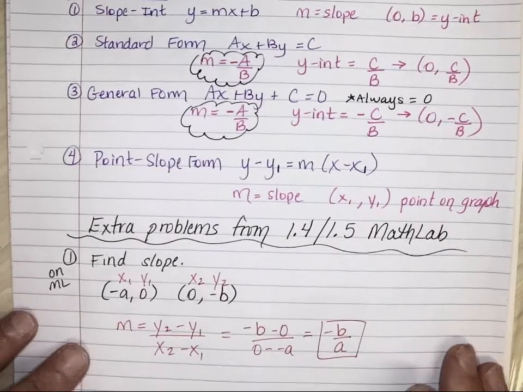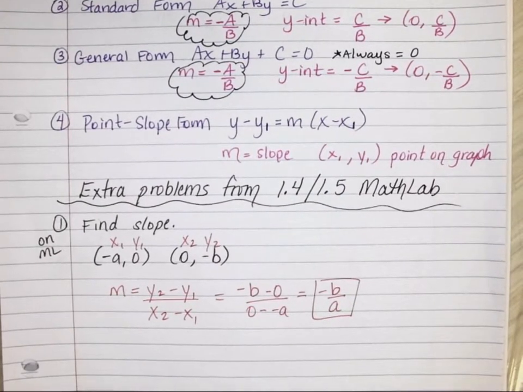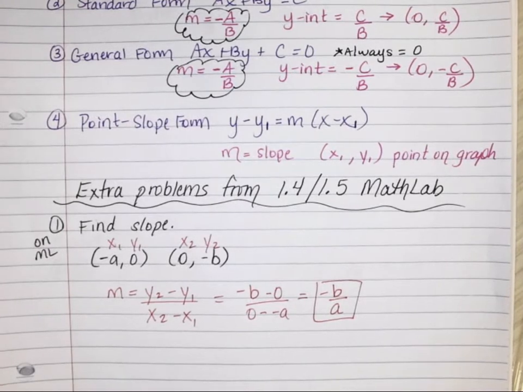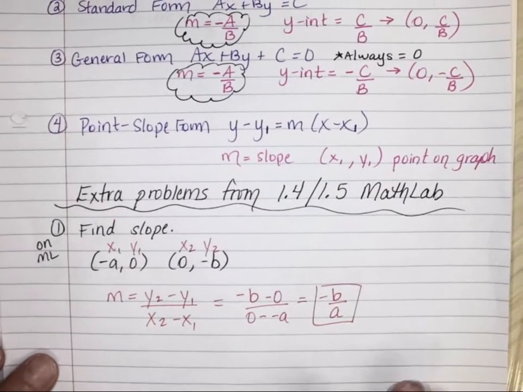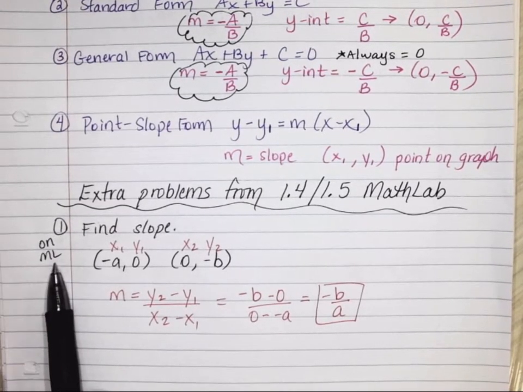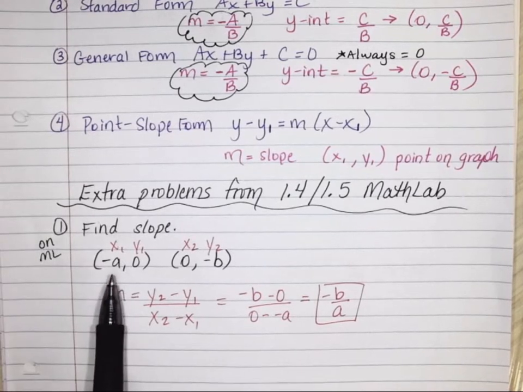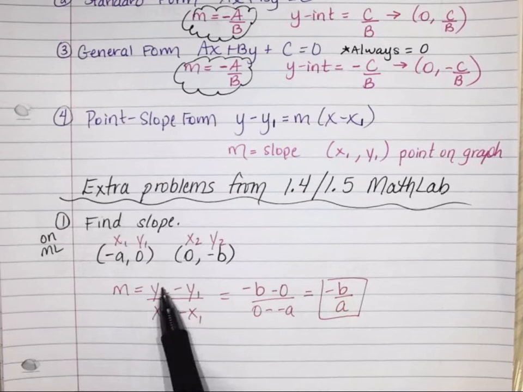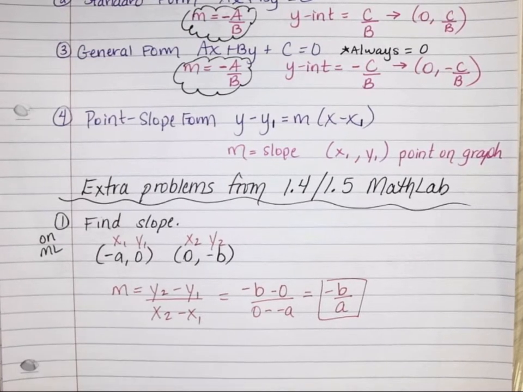Okay, I'm going to work out a few problems that are in your math lab with you dealing with slope. This is just a different way. They give you variable values instead of actual values. So this is just like number 1 in your math lab. You're given this point (negative a, 0) and this point (0, negative b). They ask you to find the slope between those 2 points.